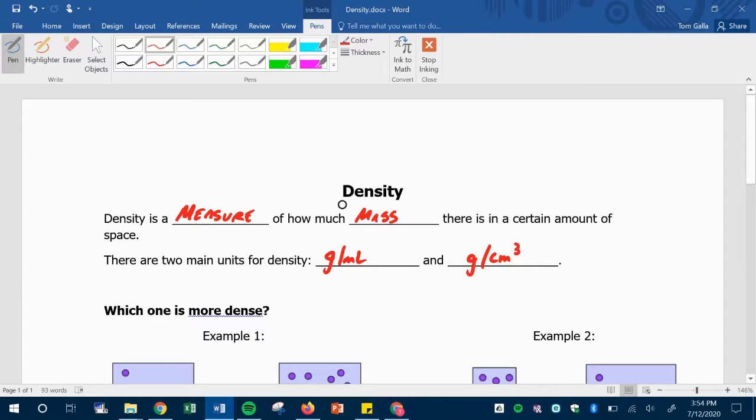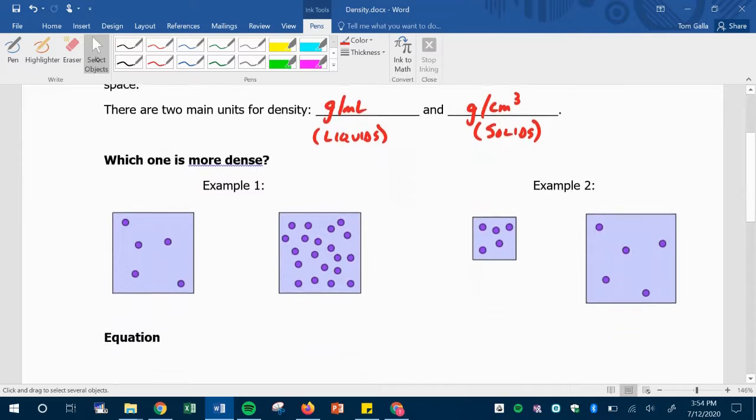Now, generally, we use grams per milliliter for liquids because liquids are measured in milliliters or liters, and grams per centimeter cubed is usually used for solids. And that's just because when you're talking about solids, solids have to be measured in some way that gives you like a length times width times height. And so our first question here is which one is more dense?